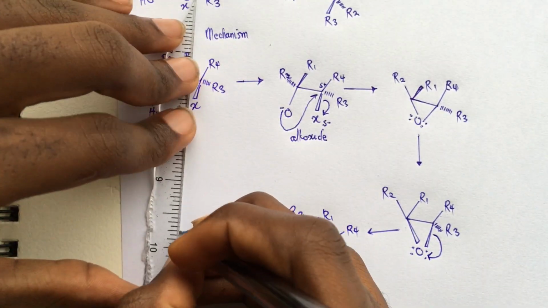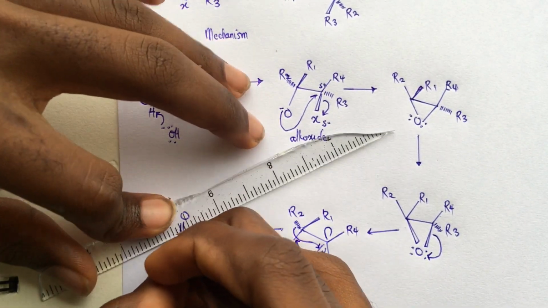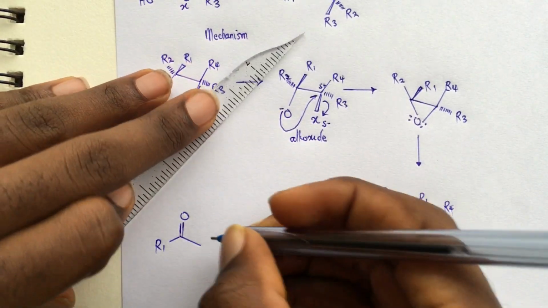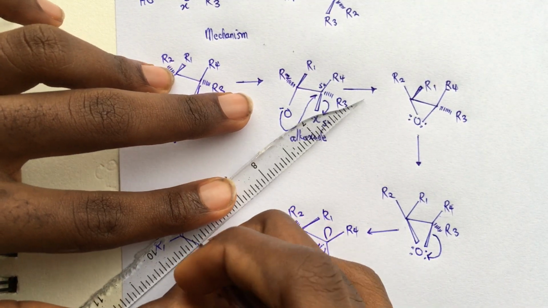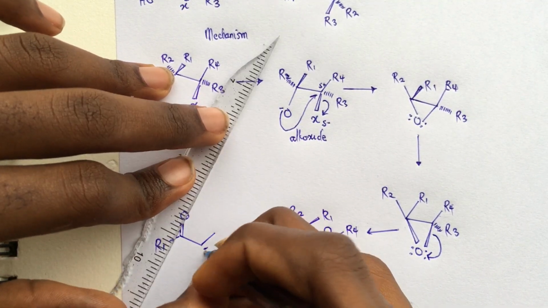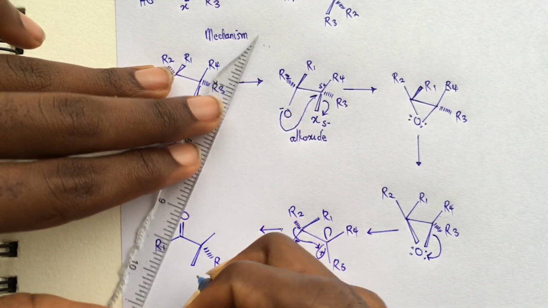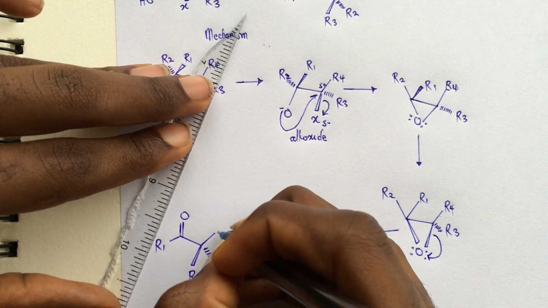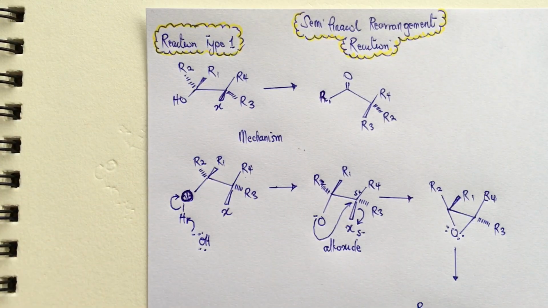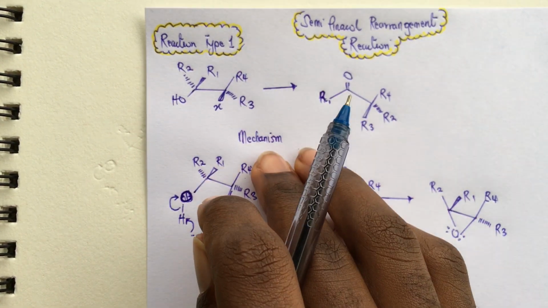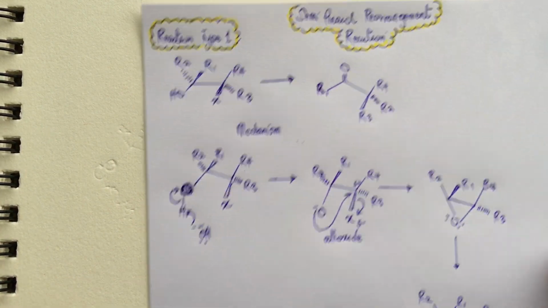So now you are going to have our ketone, and then we are having our R1, and on this side, this particular carbon, we are going to have our R4, we are going to have our R2, and we are also going to have our R3. So this is the whole mechanism. This is a reaction type 1, converting this particular substrate or starting material onto this product. This is the mechanism that follows.